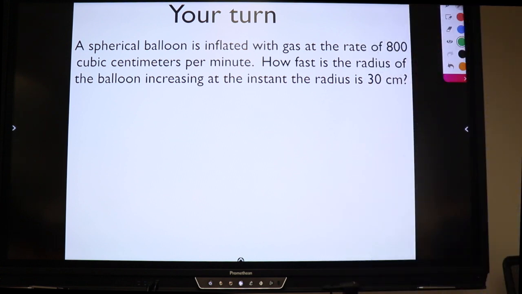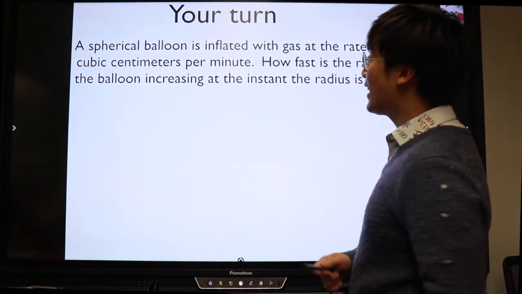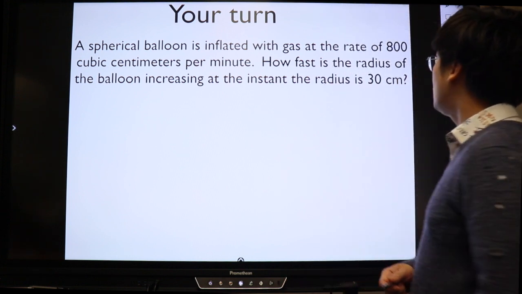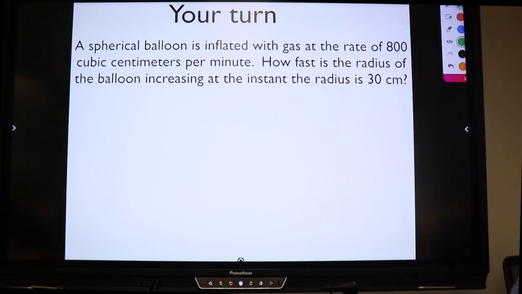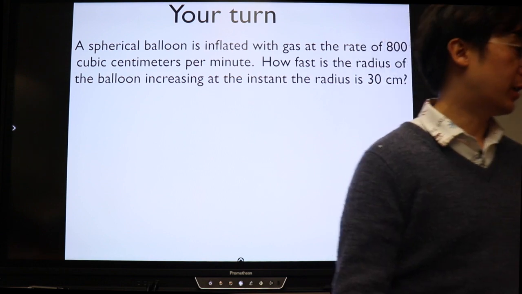A spherical balloon is inflated again. We love balloons in calculus. With gas at a rate of 800 cubic centimeters per minute. How fast is the radius of the balloon increasing at that instant with a radius of 30 centimeters? Okay, do this on your own.